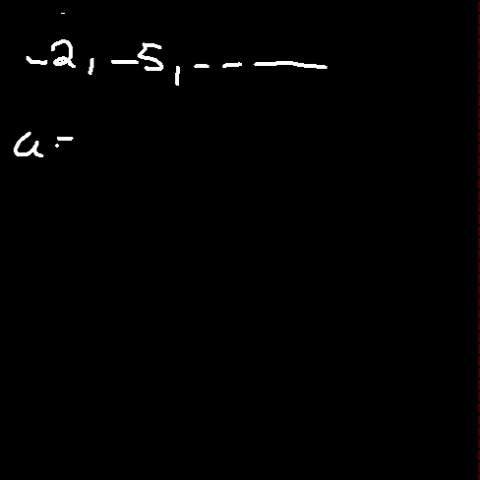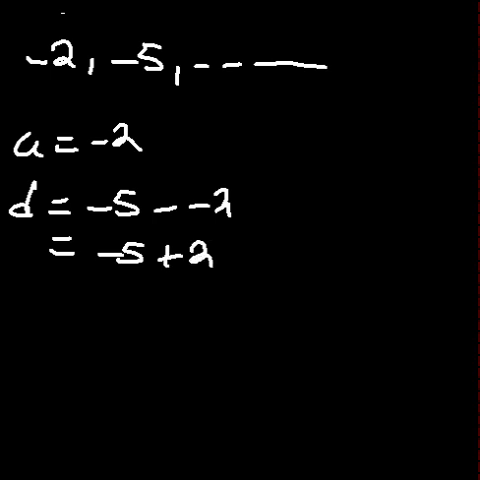Let's say we have this case. We have -2, -5, and so on. So what is the nth term for this AP? The first term is given as -2, and the common difference is given as -5 minus -2, which is equal to -5 plus 2, which is the same as -3.